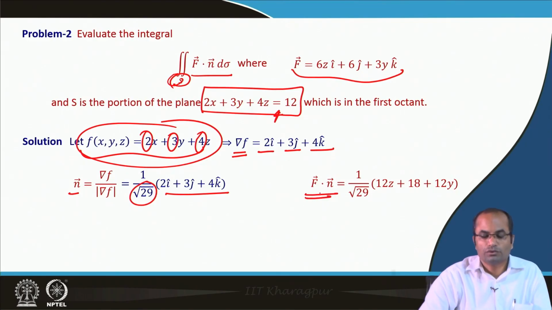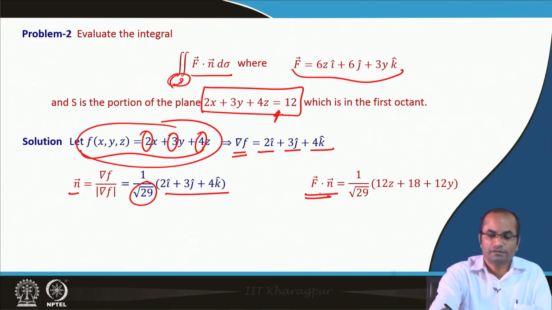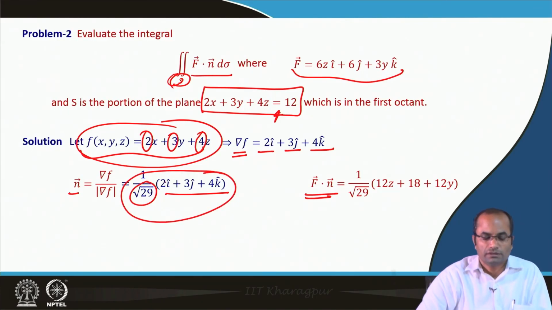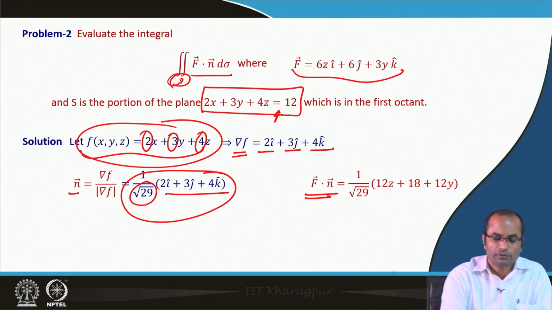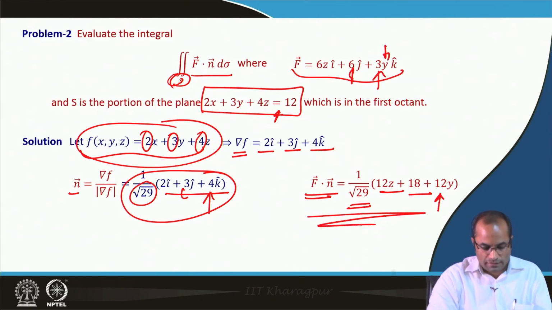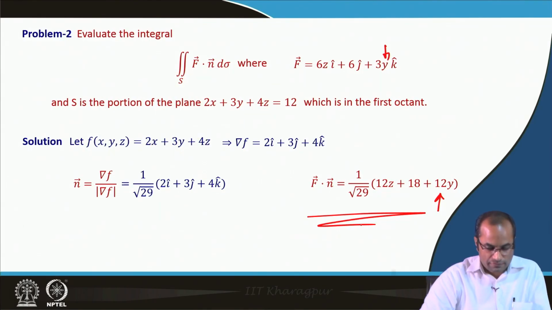Then we also need this F dot n. So, F is given there and n is here. So, we can compute this F dot n now. So, 1 over square root 29 will be coming, and then here 2, there we have 6, so 12z. We have 3 here and then 6 there, so we will have 18 there, and we have 4 and we have 3, so we have 12 y from there. So, this is F dot n.